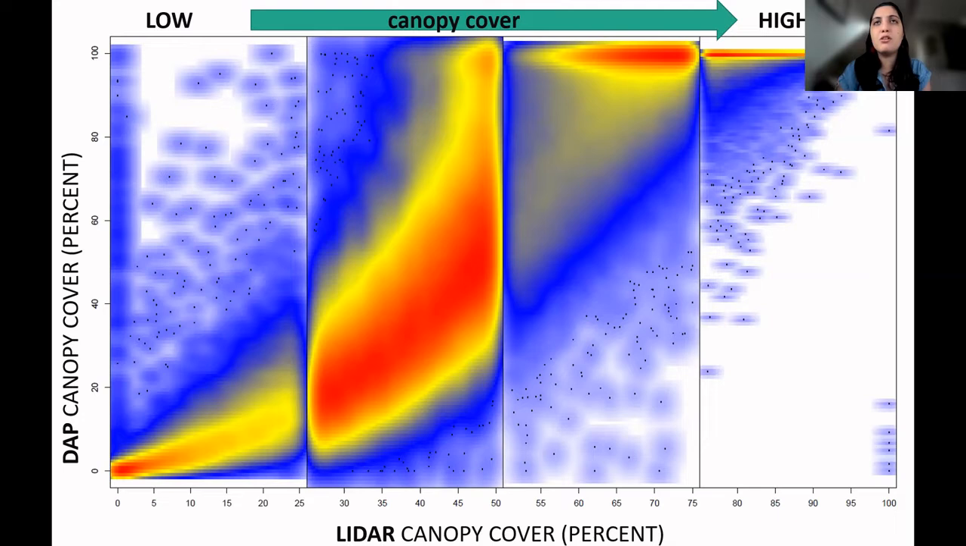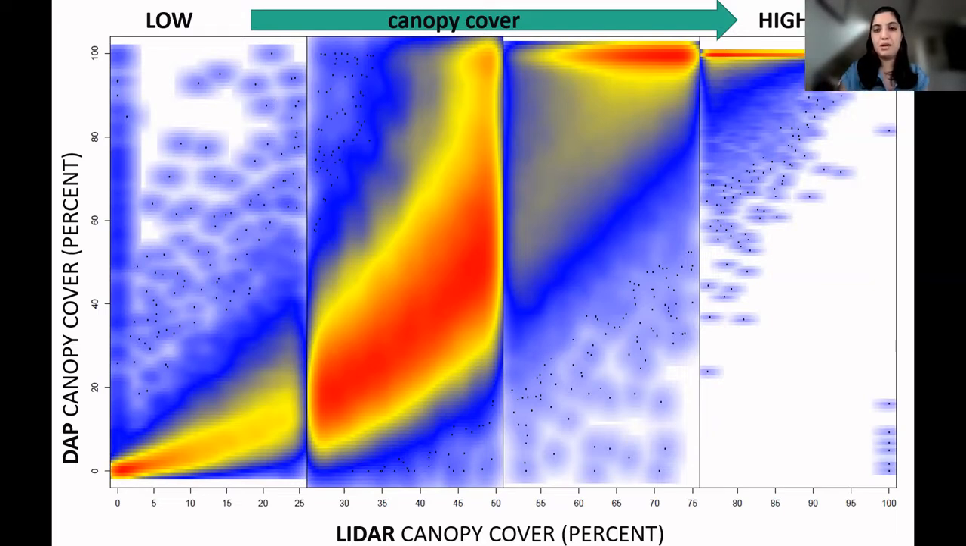And you might be wondering what's going on at the far end, the rightmost graph. This shows you that the DAP does tend to oversaturate at a certain point. If you've got, say, 85 or 90% canopy cover in your LiDAR data, it's going to potentially max out at 100% for the DAP data. That oversaturation can be due to the fact that this is 40 centimeter resolution data, and it's really only good at looking at the top of the canopy. So it could be a side effect of this moderate resolution data.